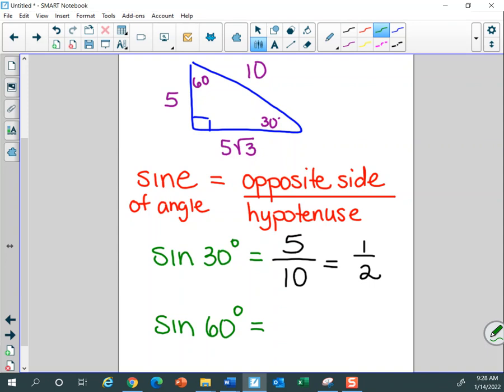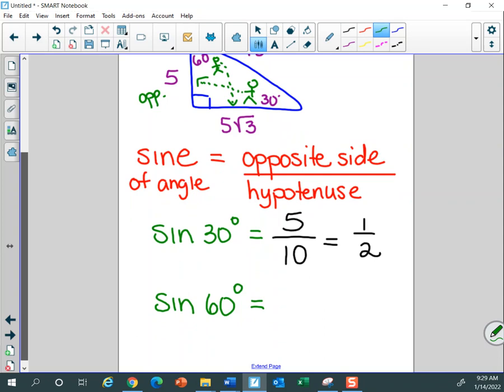If I'm in the 60-degree angle, if I'm up here, this leg is my opposite. So opposite is relative to the angle you're in, or the angle you're looking at. That's my go-to: if I'm in this angle, that's opposite of me. That's opposite for 30 degrees. If I'm in the 60-degree angle, that side is opposite. It's the one that's not next door to you.